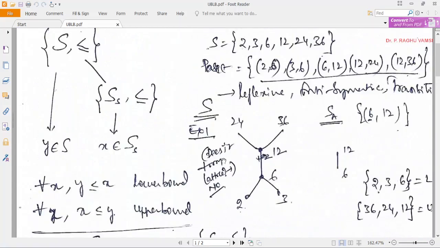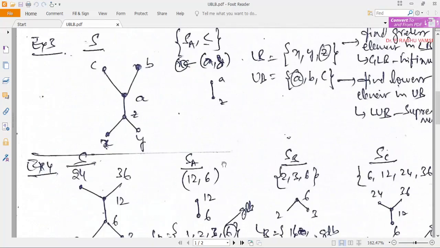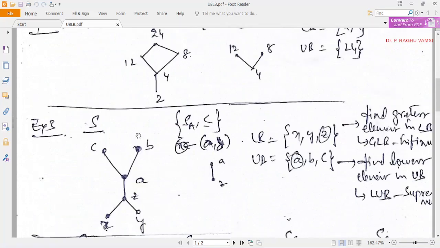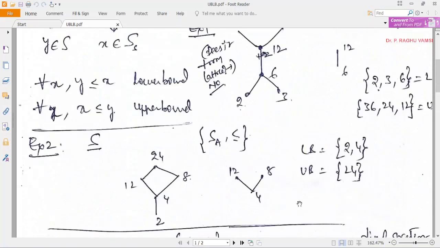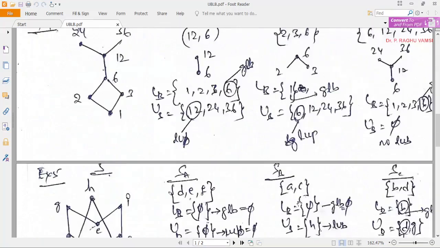So this example 1 is a kind of example 3 type. So we decided that it is also not a lattice, and here we can simply decide this is also not a lattice, because for the pair 12, 36 we won't get the upper bound. So that is the reason this example 1 will also not form a lattice.